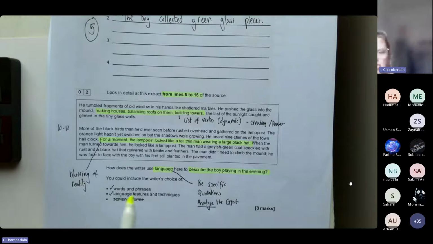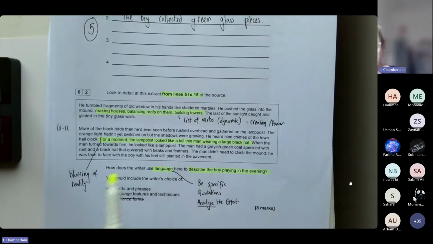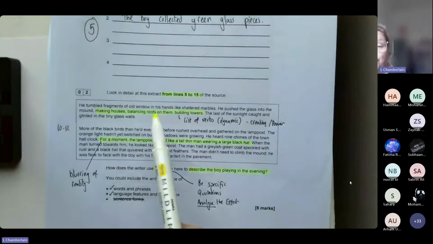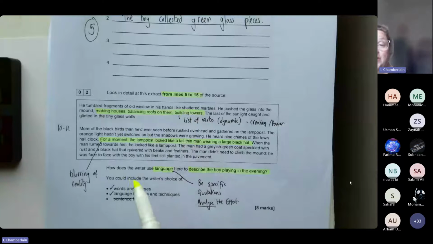Now, this was actually quite a difficult exam paper when it was put out, because on first glance, it looks like there isn't a huge amount to write about. But if you're talking in great detail about the language being used and the way that it creates images, then it's going to help you.